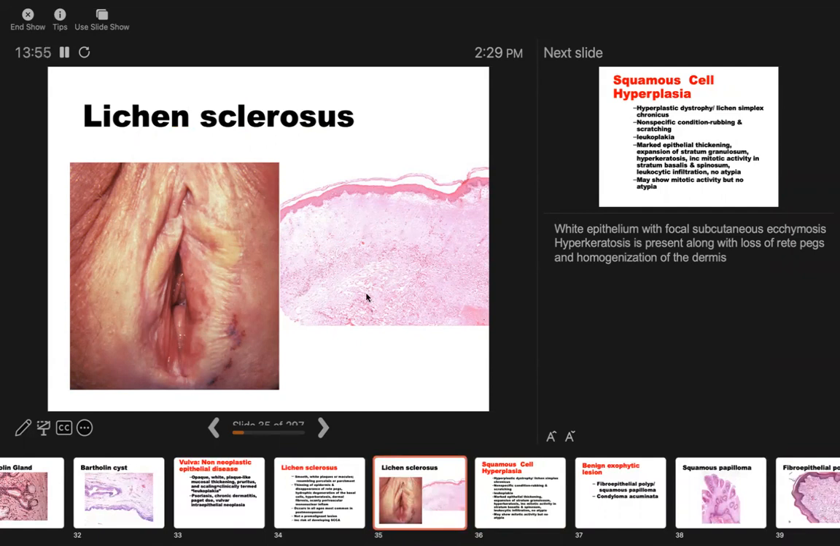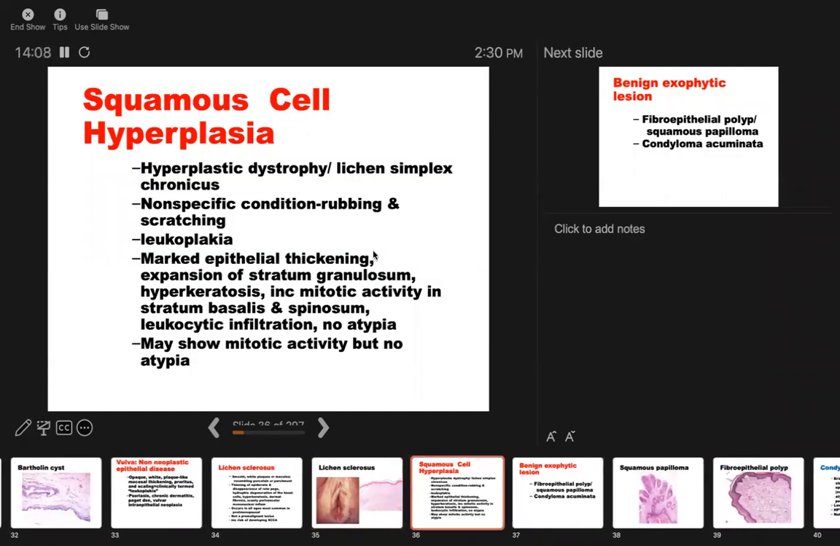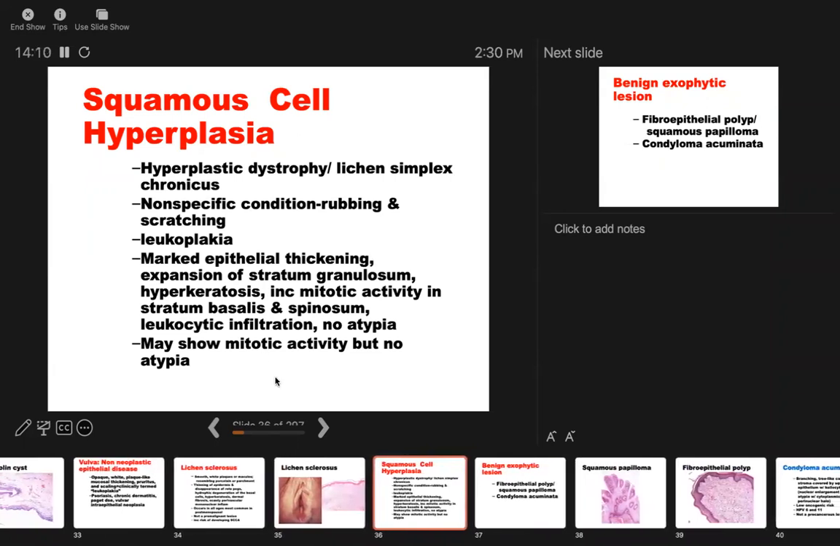Now, another distinguishing feature is that the term is sclerosus because the sclerotic change is very much evident in the dermis for this entity. On the other hand, for squamous cell hyperplasia, this is not much evident.